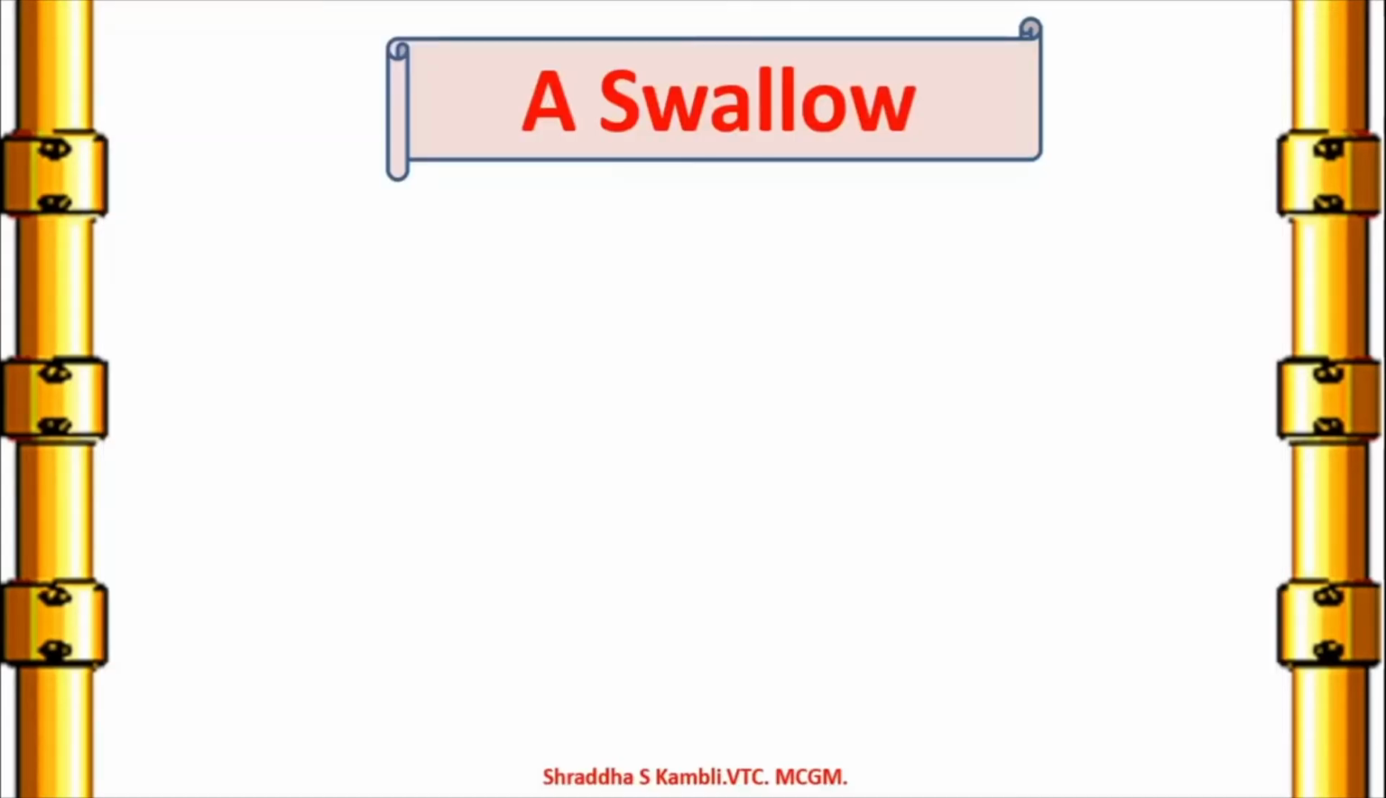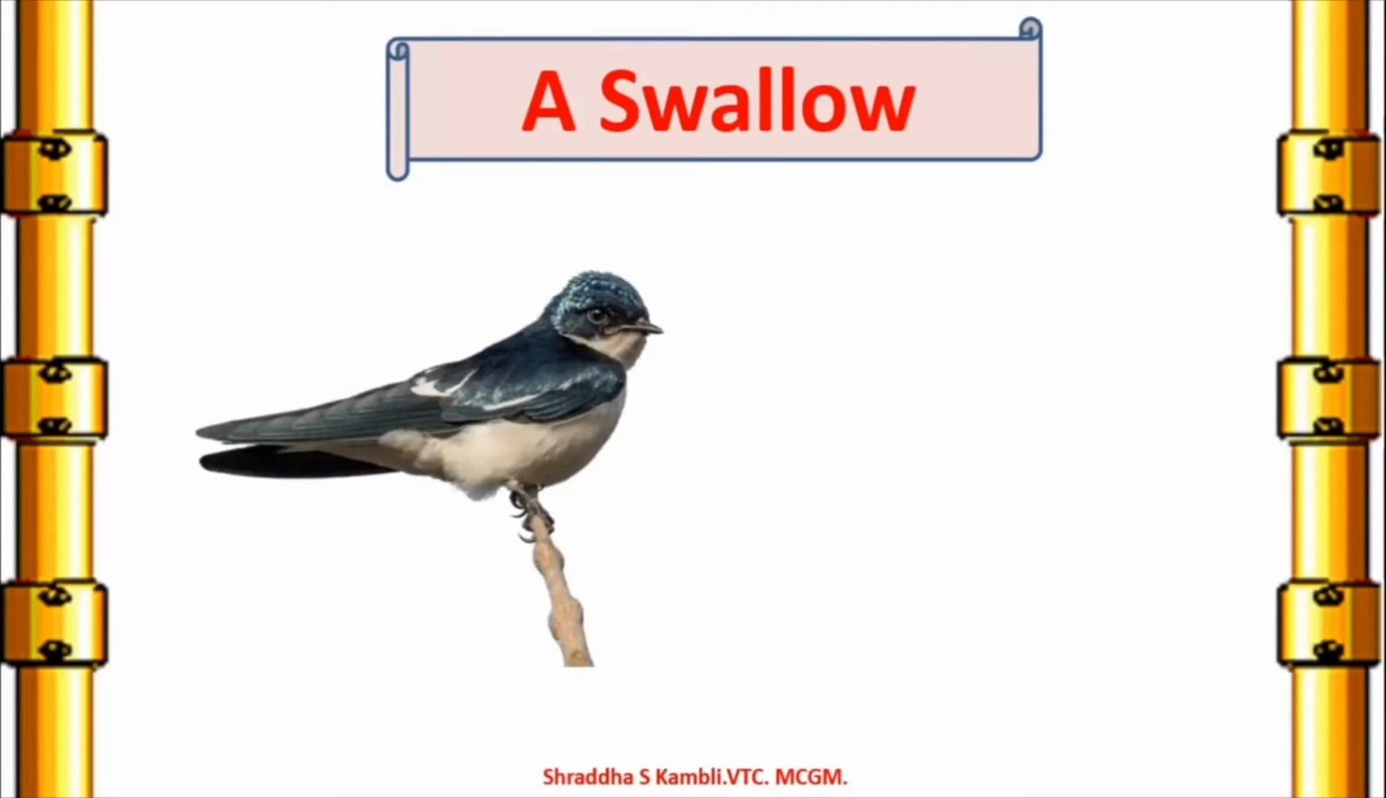Now, what is a swallow? A swallow is a kind of small bird which resembles the sparrows that we see around our house. And this is one more image of the swallow in flight, that is, when the swallow is flying. So can you see, it's such a beautiful bird.